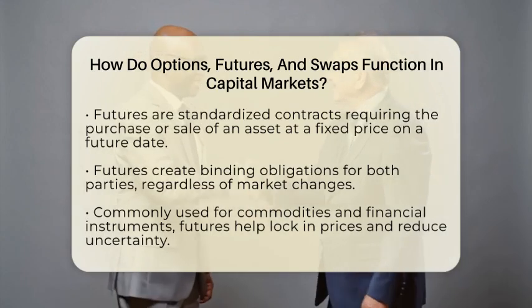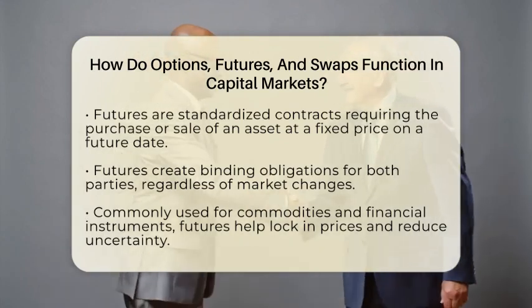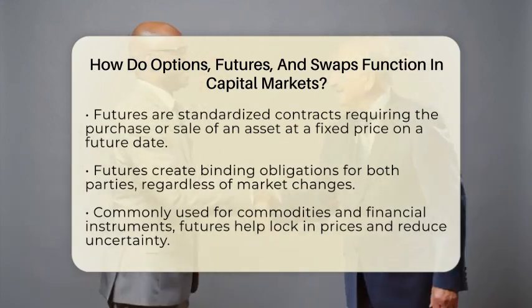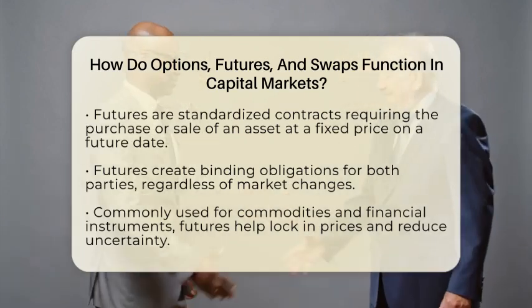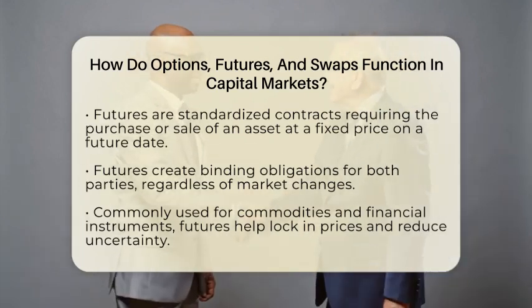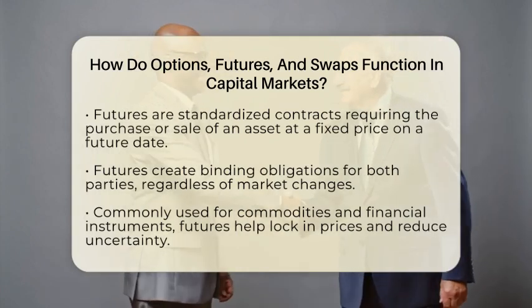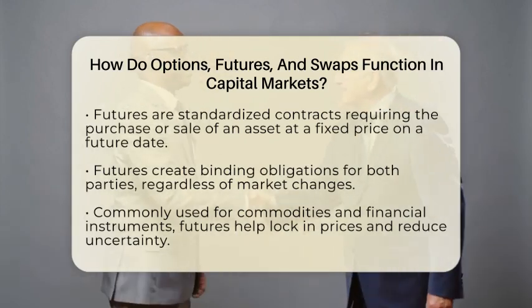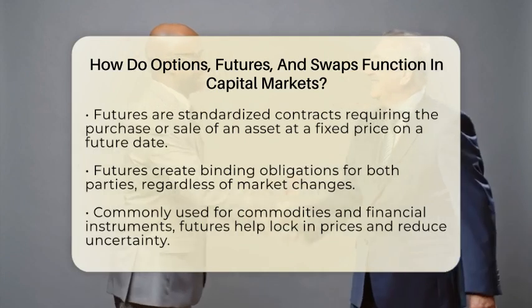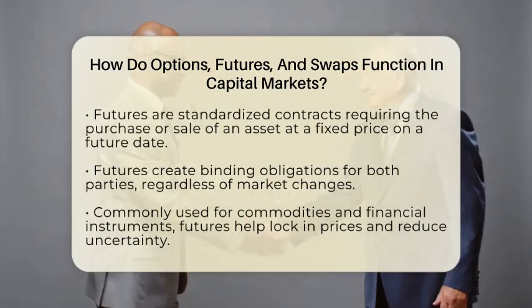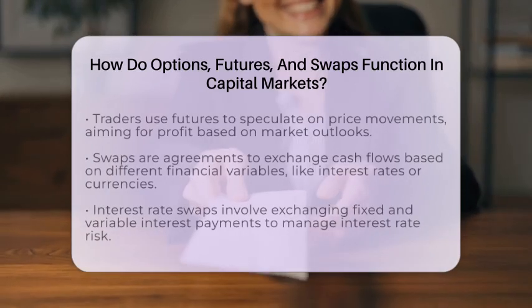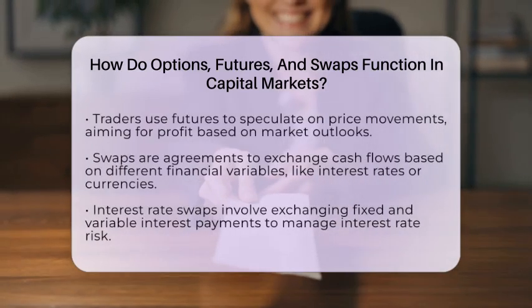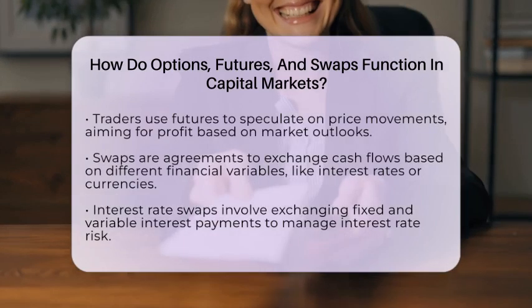Futures are standardized contracts obligating the buyer to purchase and the seller to sell an underlying asset at a fixed price on a future date. Unlike options, futures impose a binding obligation, which means both parties are committed to the transaction regardless of market movements. These contracts are commonly used for commodities like oil, gold, or agricultural products, as well as financial instruments such as stock indices or interest rates.